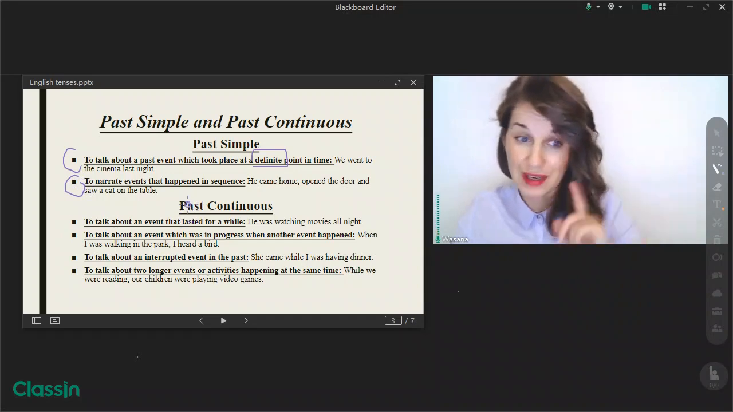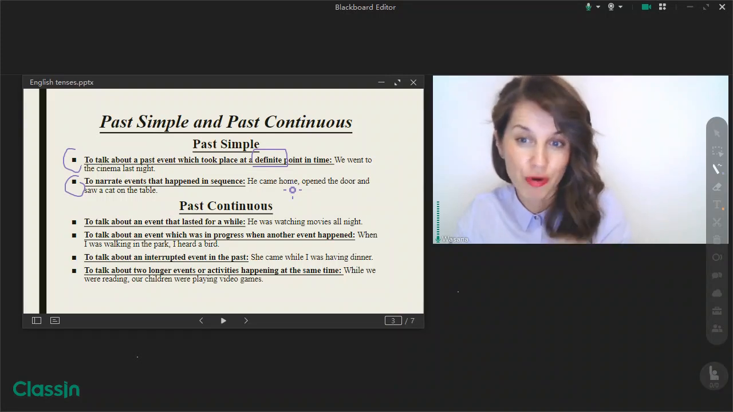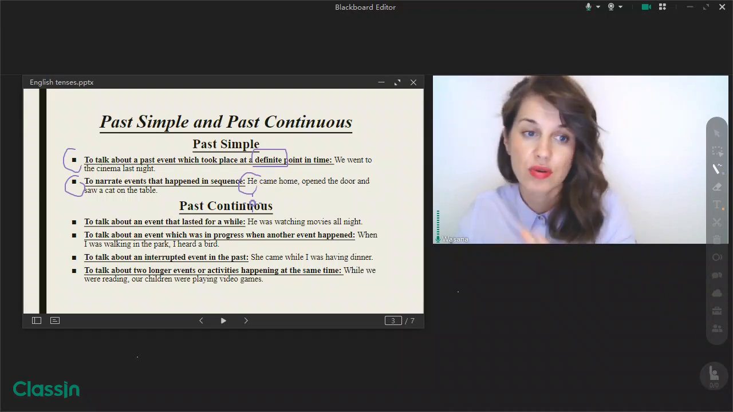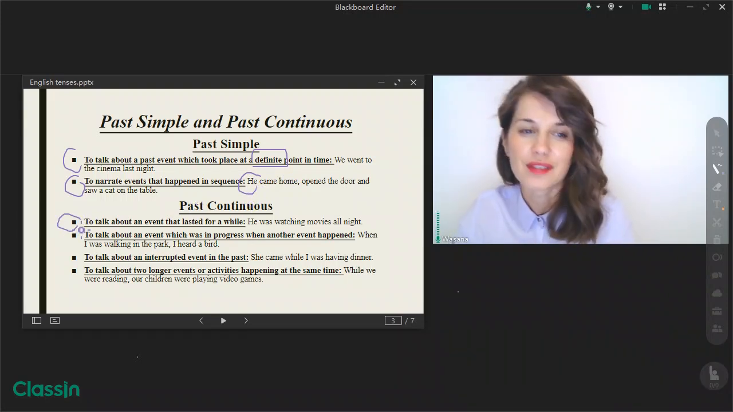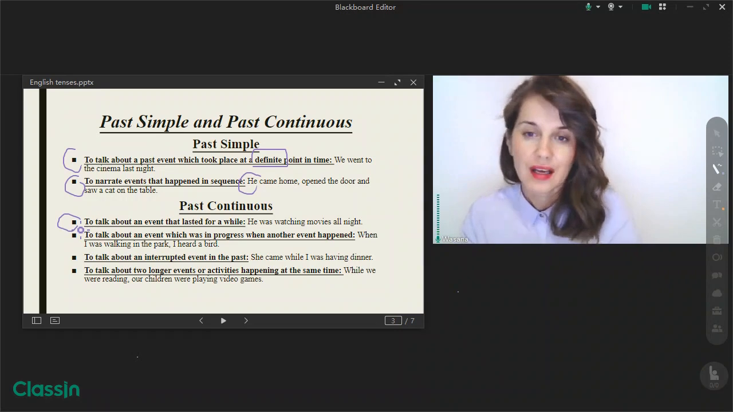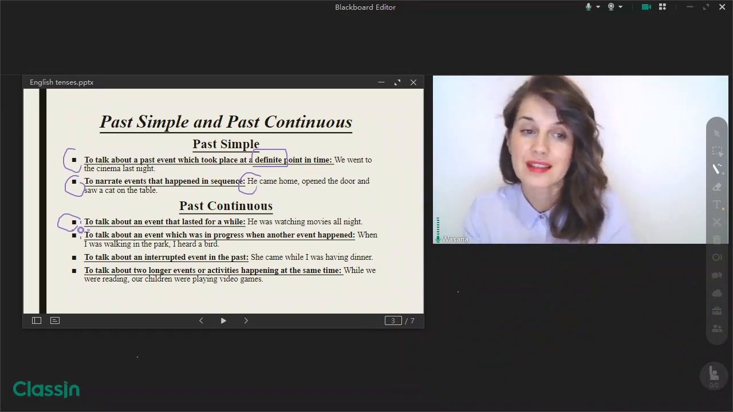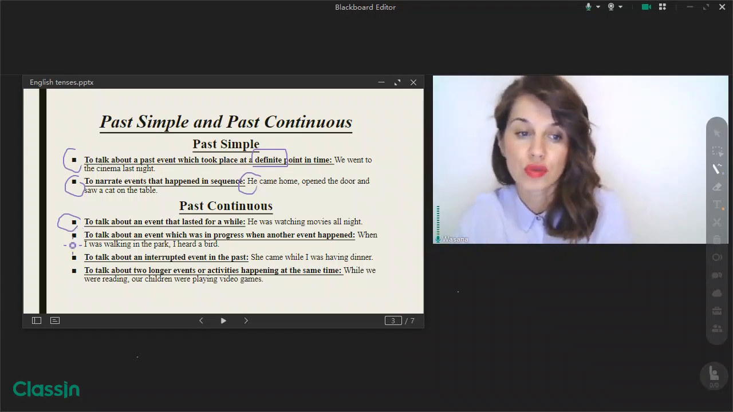When we use past simple to describe actions in sequence, one person performed the actions. So in this case, he came home, opened the door, and saw a cat on the table. Past continuous tense we use to talk about an event that lasted for a while. In this case, past continuous is similar to past simple in its purpose, but we want to emphasize that the event lasted for a while. He was watching movies all night.